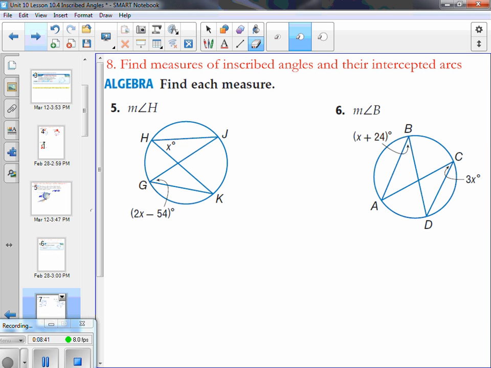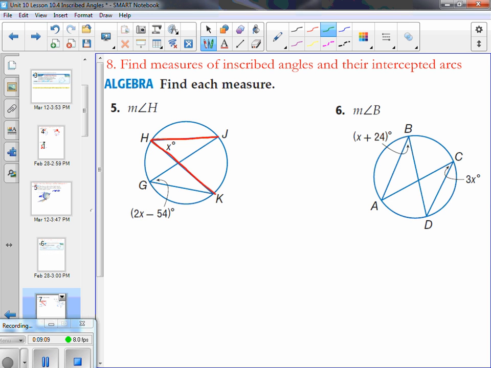Number 5. They want us to find the measure of angle H. Now, you got to be able to trace things out here and see what you're looking at. Angle H is an inscribed angle because H is a point on the circle. Well, then look over here, and if I knew what the measure of arc JK was, finding the measure of angle H would be easy. We just did some problems like that.